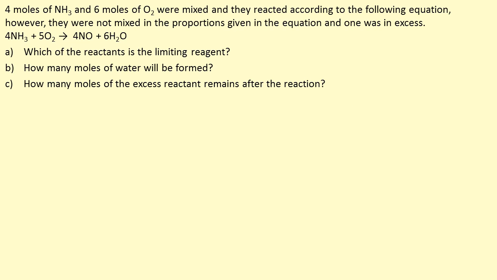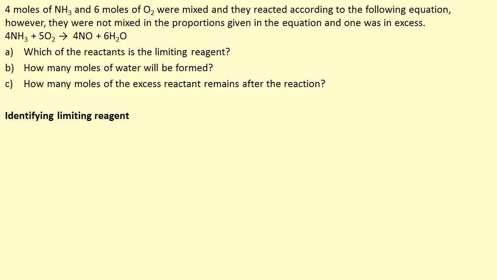4 moles of ammonia and 6 moles of oxygen molecules were mixed together, and they reacted according to the following equation. 4 moles of ammonia plus 5 moles of oxygen molecules form 4 moles of nitrogen monoxide plus 6 moles of water. However, they were not mixed in the proportions given in the equation, and one was in excess. Which of the reactants is the limiting reagent?